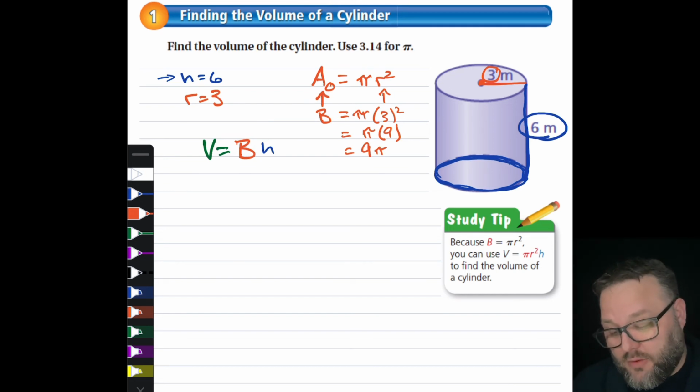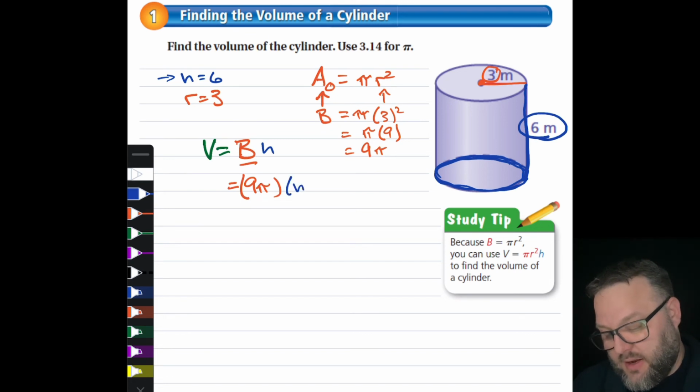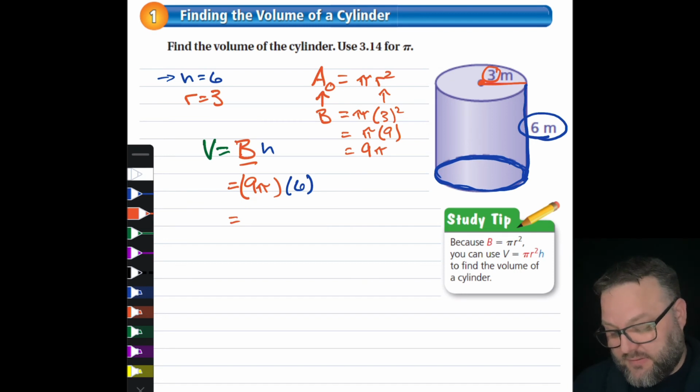All right, so I'm going to take this 9 pi and put it in for B here. So I get 9 pi in for my B, and my height, again, talking and writing is not my strong suit today. My height was 6, and I know that 9 times 6 is 54 pi.